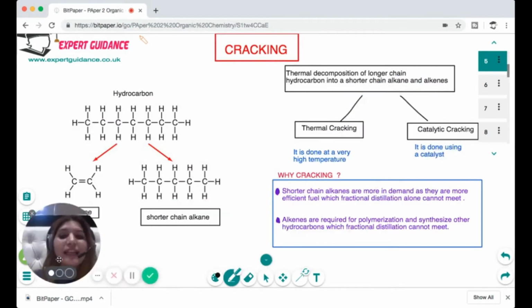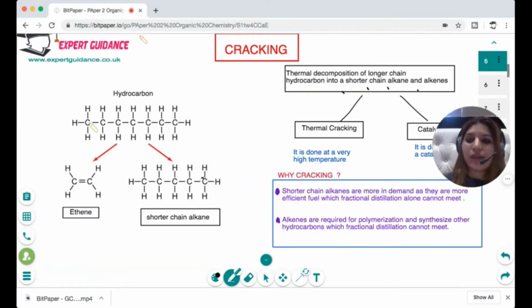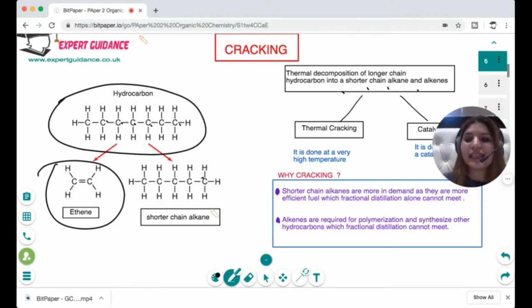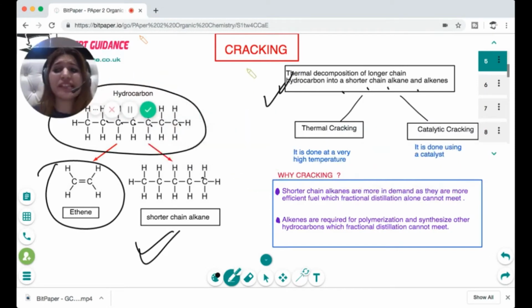Okay, next we have another technique called cracking. Now, what is cracking? As the name suggests, crack means to break. So cracking is the thermal decomposition of a longer chain hydrocarbon into a shorter chain alkane and an alkene. So you can look at this example. We have a 7-carbon hydrocarbon, and we broke it into 2-carbon ethene and then a 5-carbon shorter alkane. Now, why do we do cracking? And this question is also asked in the exam many times.